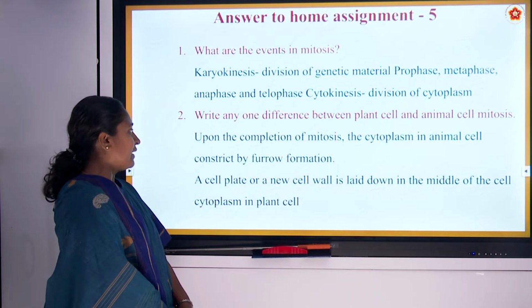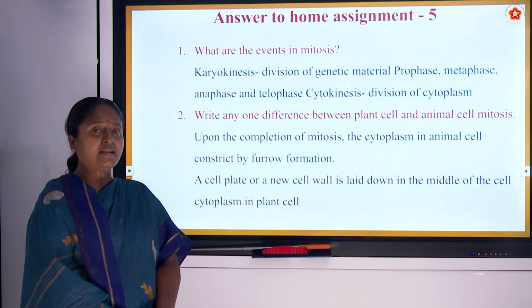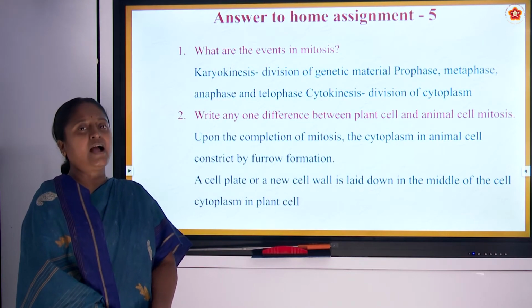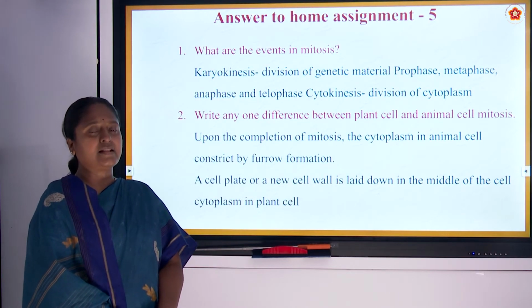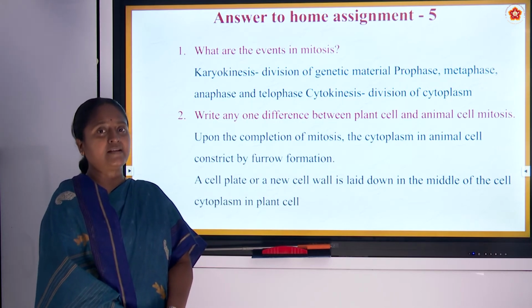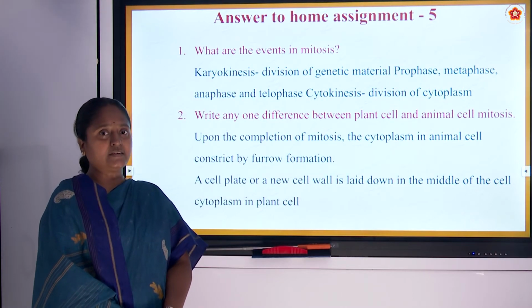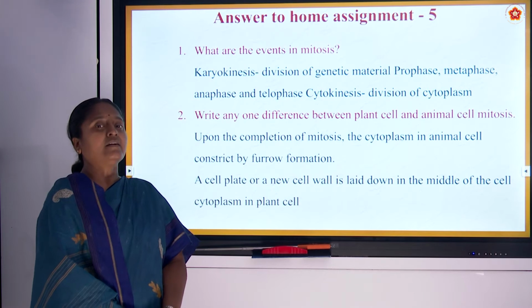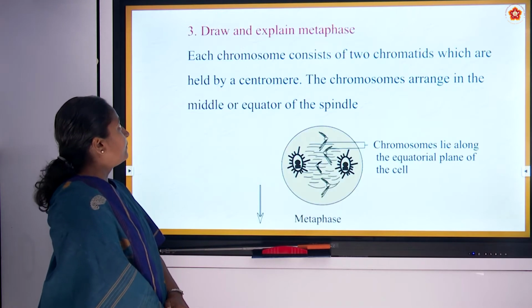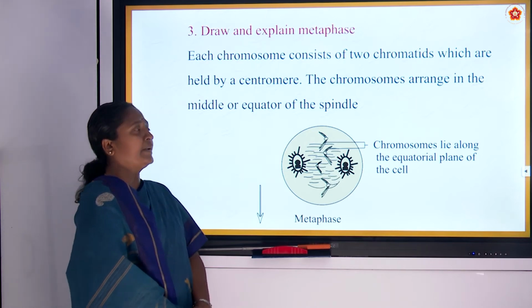That is happening in the plant cell. But in animal cells, furrow formation happens, which becomes constricted and pinches the cell into equal halves. That is what happens in the animal cell. So, in cytoplasmic division, we can see the difference between the plant cell and animal cell. Question number 3 asked was, draw and explain metaphase.